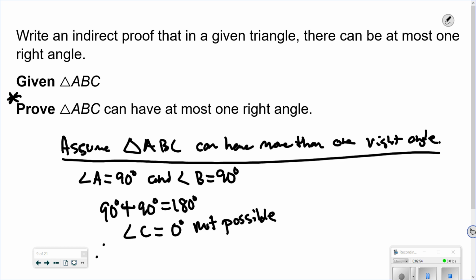So I'm going to come down here and say, therefore, and those three dots just mean therefore in math. Therefore, triangle ABC can have at most one right angle.